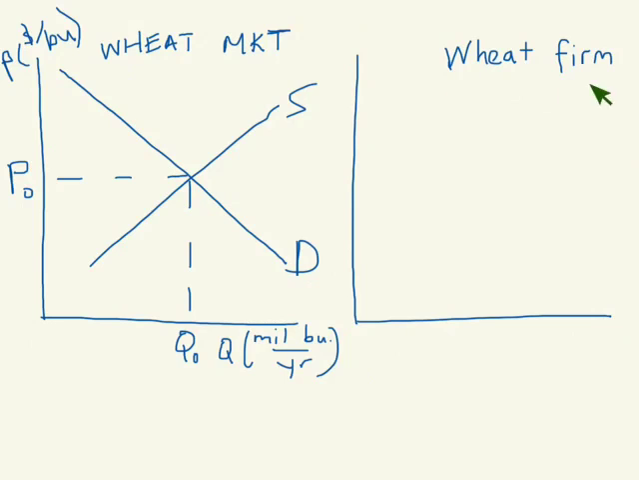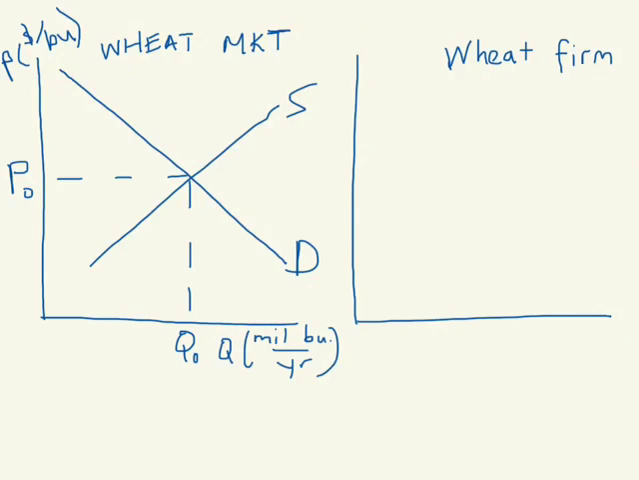Remember that the wheat farm, either one, is only one of thousands and thousands of farmers. And a downward sloping demand curve implies that increasing output drives price down. But a single farm doesn't have that market power. And the reason why stems from a careful examination of these units.